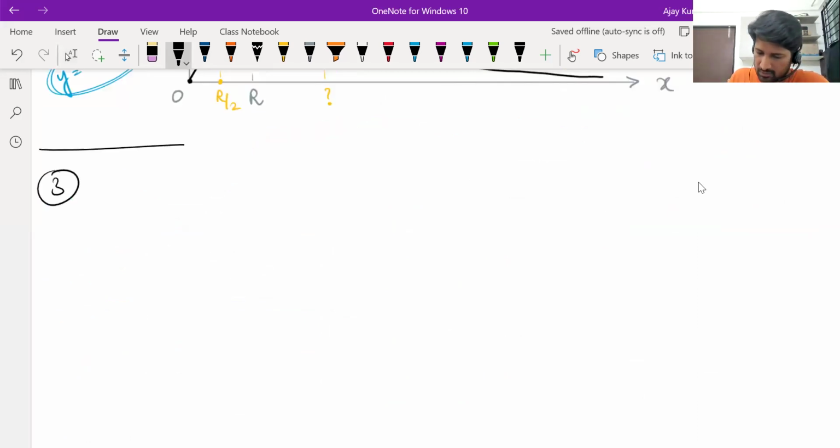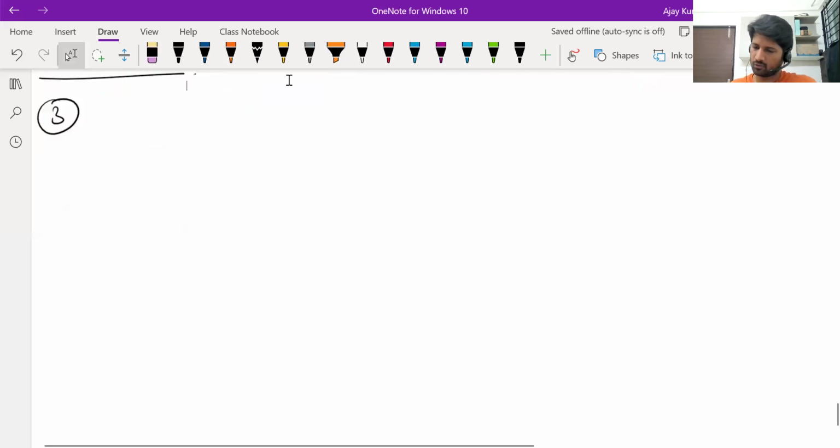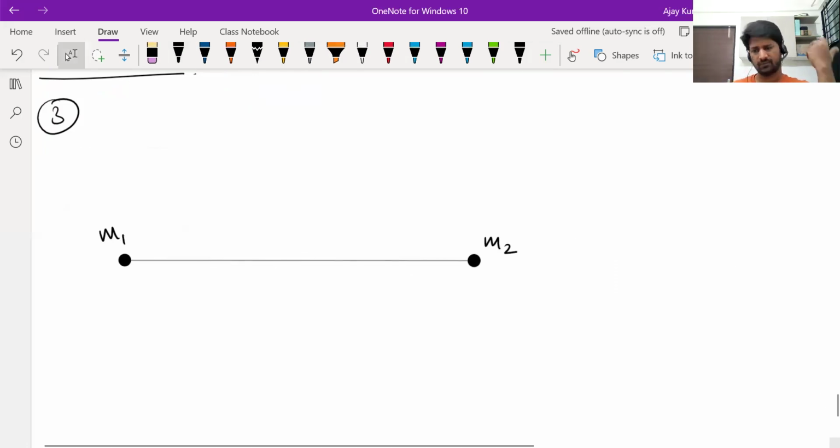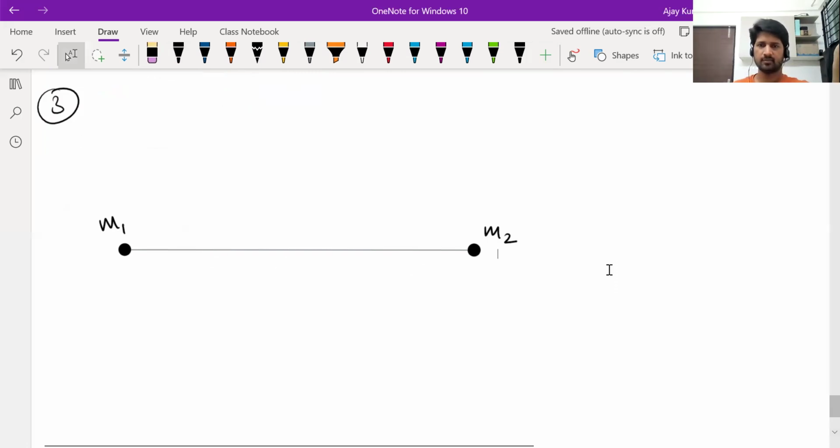Try to solve this problem, all of you. Suppose there are 2 point masses. Now 2 points can always be connected by a straight line. Assume one of them is here, the other one is here. Let's say one is m1, the other is m2. Now both these point masses will create fields. Every point mass creates fields.